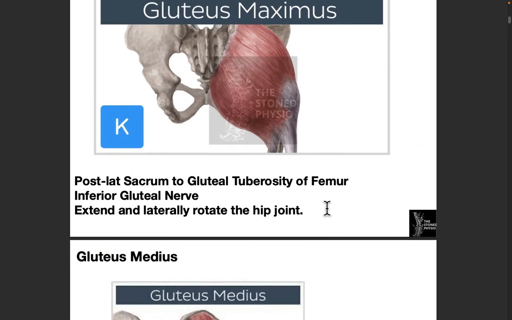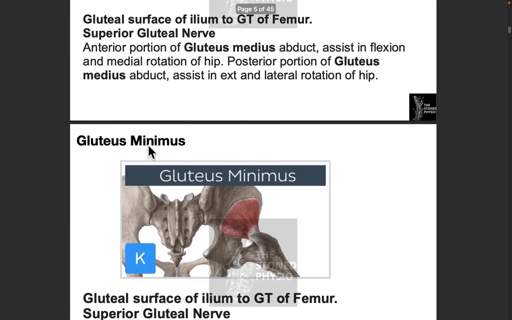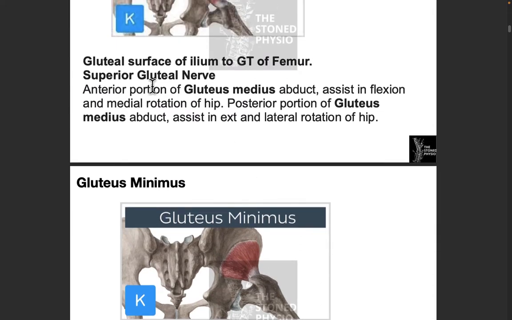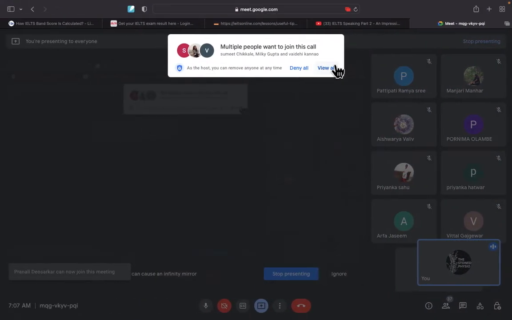The thing is that the gluteus maximus is the major muscle, but its nerve supply is the inferior gluteal nerve. But when we talk about the gluteus medius and the gluteus minimus, the nerve supply is the superior gluteal nerve. You can remember it this way: the major gluteal muscle has the inferior gluteal nerve, but the smaller gluteal muscles have the superior gluteal nerve. So the nerve supply and muscle are reversed. You can remember it in this particular way.